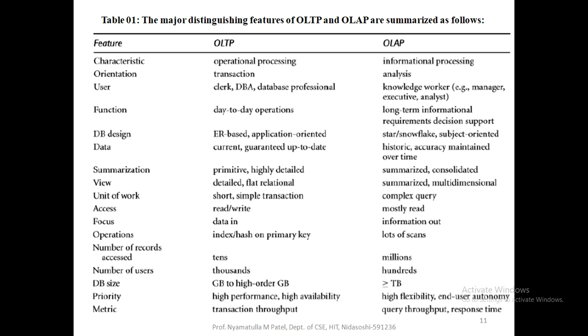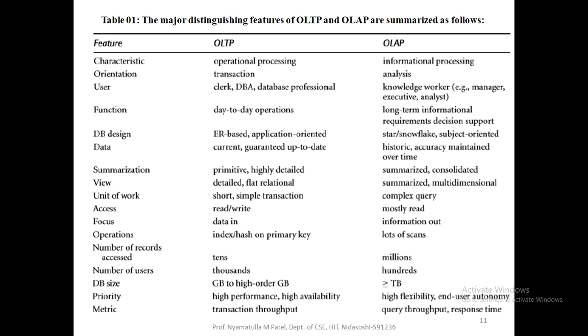Next feature is unit of work. In OLTP it is a very short and simple transaction, a very short query, just a simple online transaction, whereas in OLAP it is a complex query. Access to the data: in OLTP you can read and write data, whereas in OLAP mostly read type of operations can be done. Focus is data in for OLTP, whereas OLAP is information out. Here data is an input to the OLTP and for OLAP the information is out.